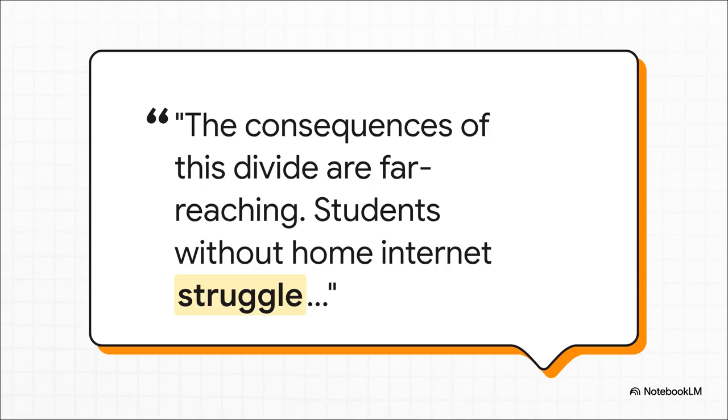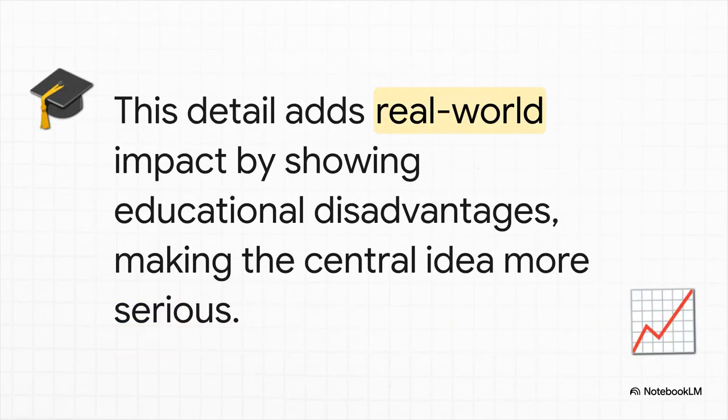This right here, this is a supporting detail. It's one of the legs for our table. Do you see how that one little detail makes the whole argument so much stronger? By focusing on a real-world consequence, the author makes the central idea feel much more serious. It's not just a gap anymore. Now it's a very real barrier to a kid's education.